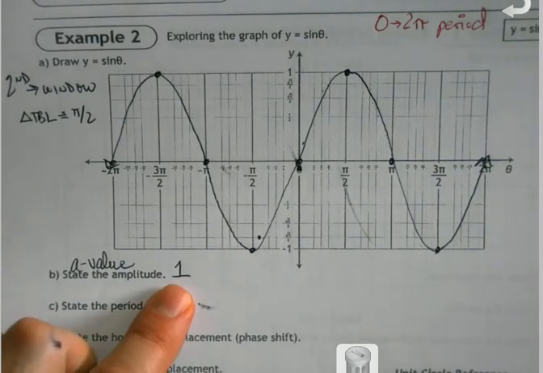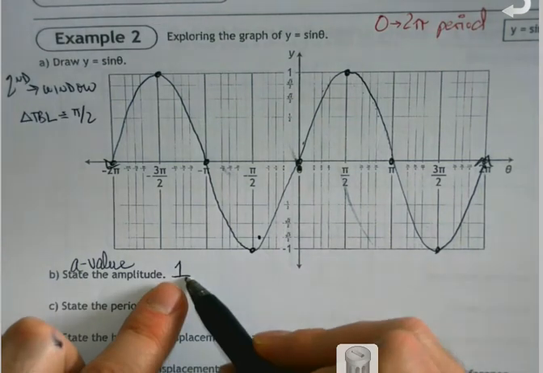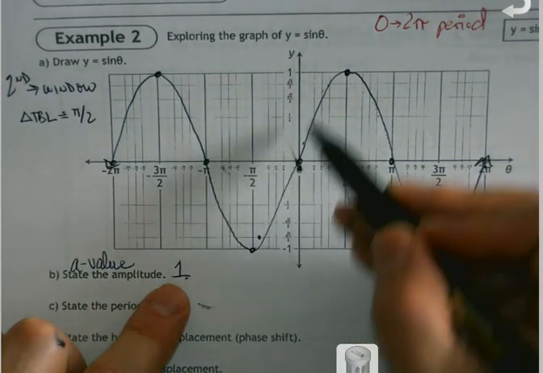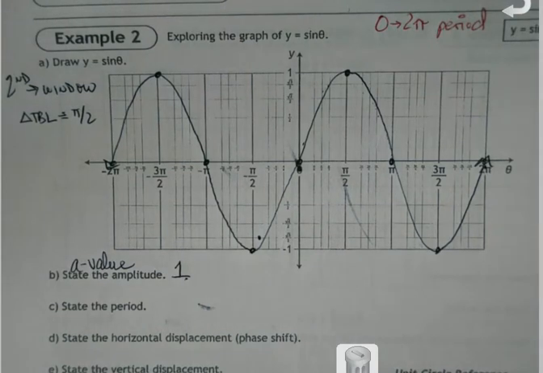So, for instance, here you notice it goes up to 1, negative 1, 1. If this amplitude changed to 2 or 3, we'd go up to 2, down to negative 2, and so on. So that changes how high or how tall my graph gets.